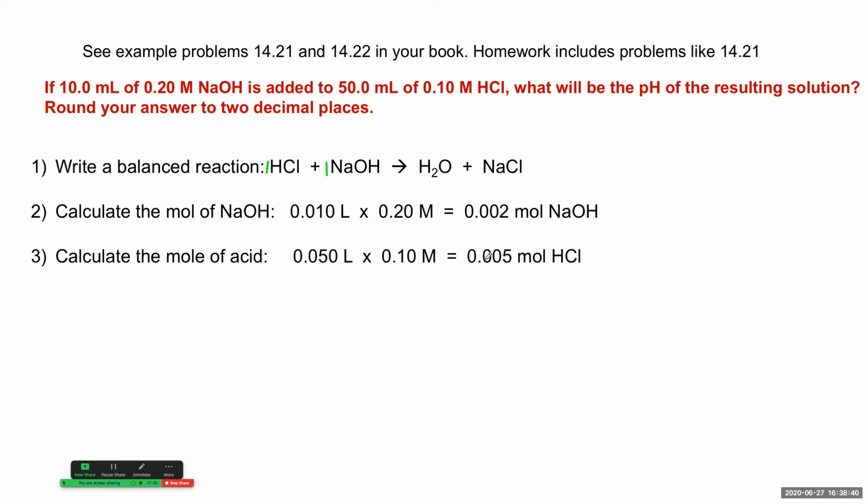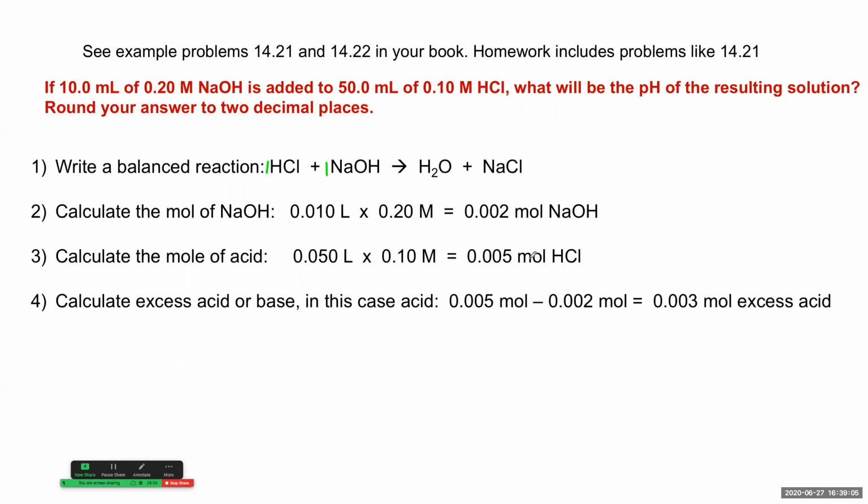That means the solution will be acidic. But how acidic is what this problem is asking you to determine. What will be the pH of the resulting solution? Right now, because there are more moles of acid than base, we know that it's going to be acidic. So 0.002 moles of NaOH are going to neutralize 0.002 moles of HCl. So we have to subtract that.